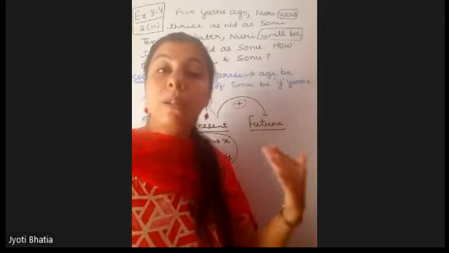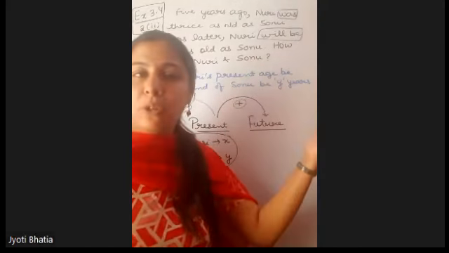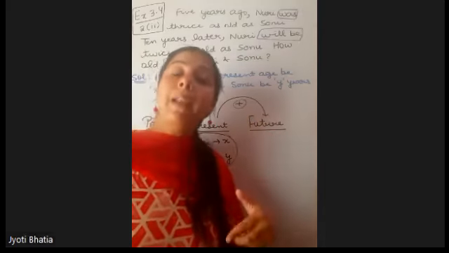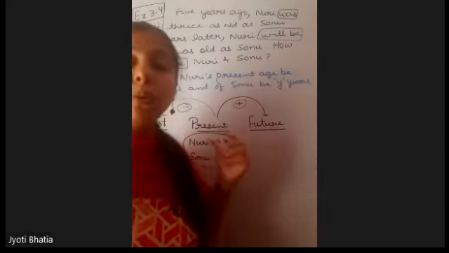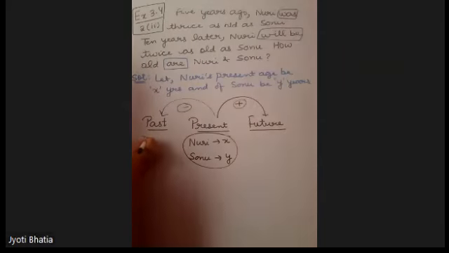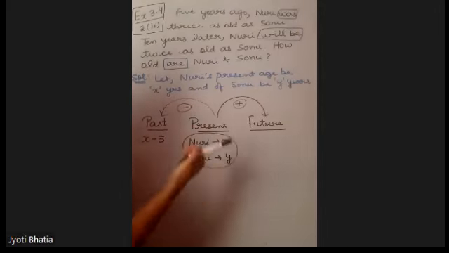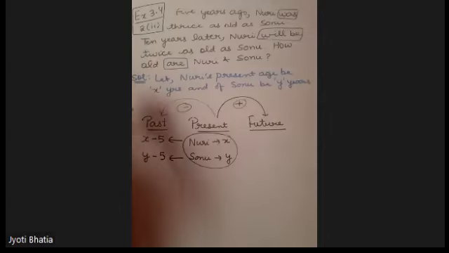5 years ago. Ago means minus, past. If today she is X years old, 5 years ago, what would be her age? X minus 5. And what was the age of Sonu 5 years ago? If today he's Y, Y minus 5. Very good. Is that okay? So minus, because we are talking of 5 years ago.